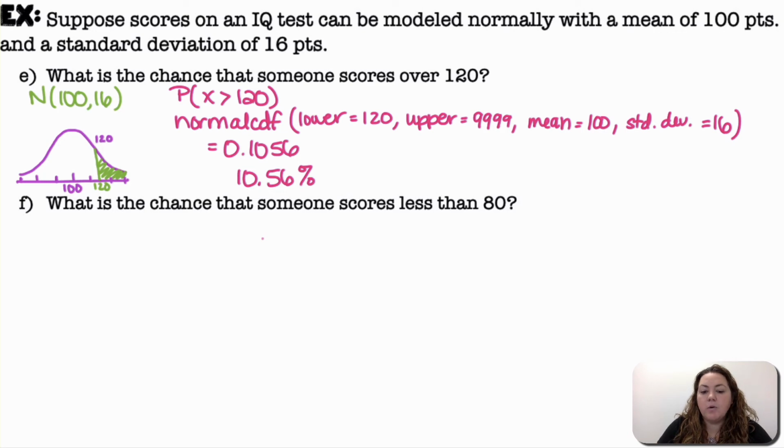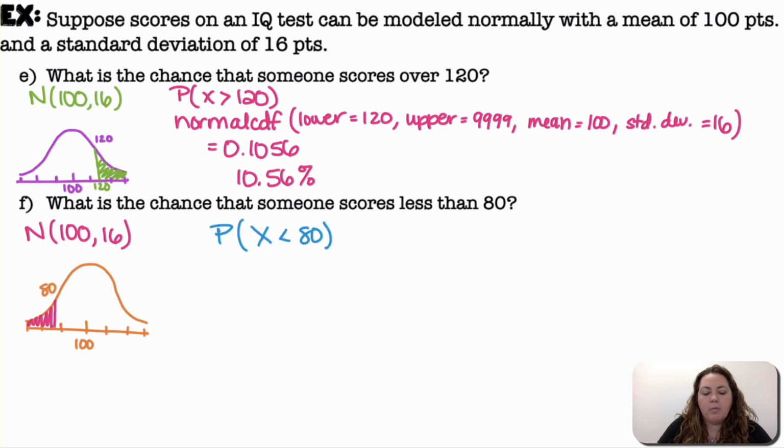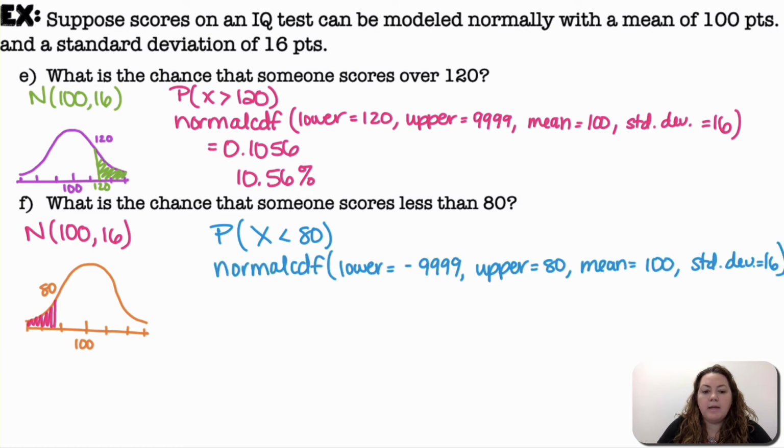What is the chance that someone scored less than 80? All right, I'm going to draw my picture again. So here's my normal model. The mean is 100. I'm going to go to where 80 would be and shade below. I want to find the probability that x is less than 80. So I'm going to do a normal CDF. My lower bound would be negative 99999 or negative 1e99. Upper bound 80, mean 100, standard deviation 16. And that gives me 0.1056 or 10.56%.